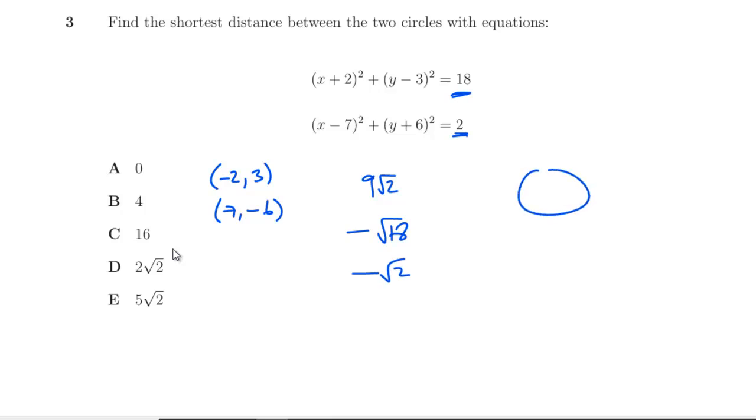So that's essentially saying we've got a circle and a circle. If I know the distance from there to there, I need to take off that bit and that bit in order to get the bit that's in between. So that's 3 root 2. So 5 root 2 all in all, E.